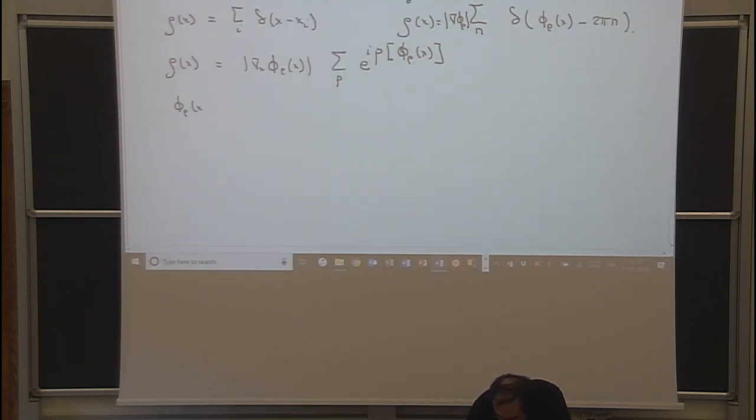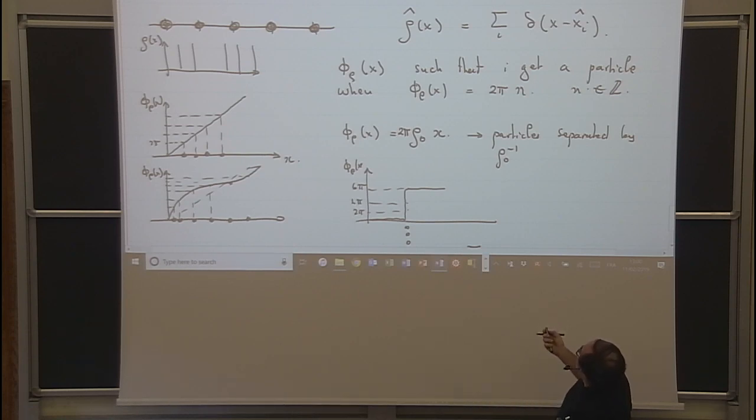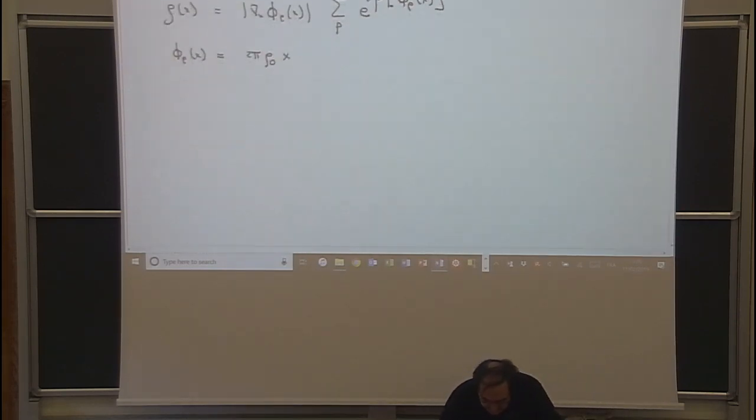So I will assume that phi L of x is equal to 2 pi rho 0 times x. And sorry, I forgot a 2 pi here. This is, if I want particles separated by rho 0 to the minus 1, and I want the product rho 0 times x to be an integer, and the 2 pi has to be here in the definition. Okay, so let me take phi L of x as 2 pi rho 0 x minus a field which I will call 2 phi of x. So if you want, it's the definition of the field phi of x. It's the deviation compared to the diagonal.